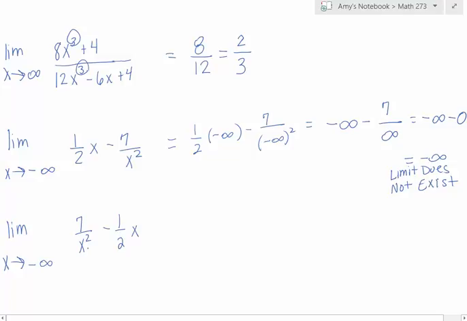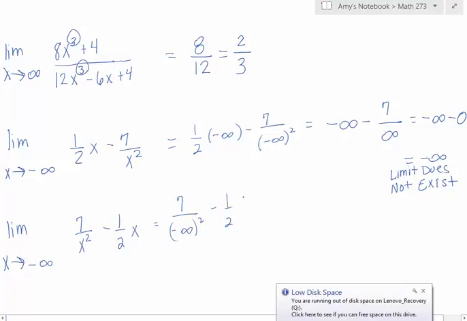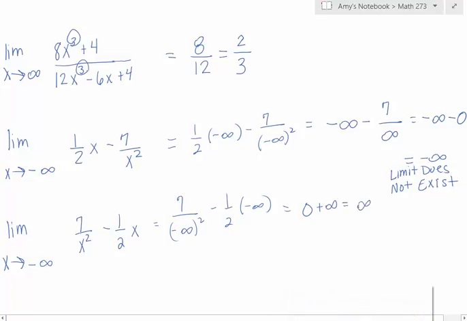Same idea on the next problem. The limit as x is approaching negative infinity, except we have flip-flopped. So you have 7 over x squared minus 1/2 x. If we plug in 7 over negative infinity squared minus 1/2 times negative infinity, we're going to get 0. 2 negatives make a positive infinity, but again it simplifies to infinity, and when that happens the limit just does not exist.